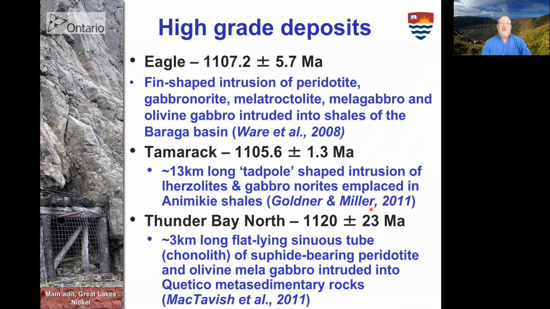But some of the common features of these things, if you look at these descriptions, is there's this mix of ultramafic and mafic rocks, but they're often described as fin-shaped intrusions or tadpole-shaped intrusions or sinuous tubes. And the commonality that we're seeing is these units are actually what we're calling chonoliths, and they seem to be feeder units to other intrusions which may or may not have been preserved. They're often sub-horizontal to horizontal. They're sinuous, and they're quite small in many cases, which can make them challenging exploration targets.